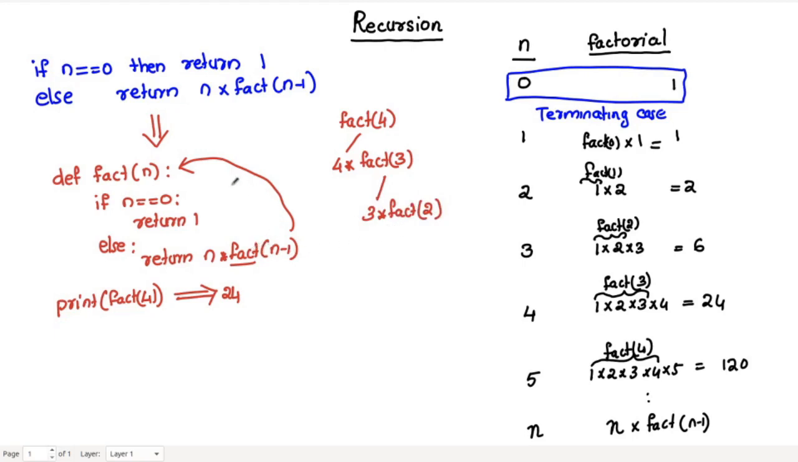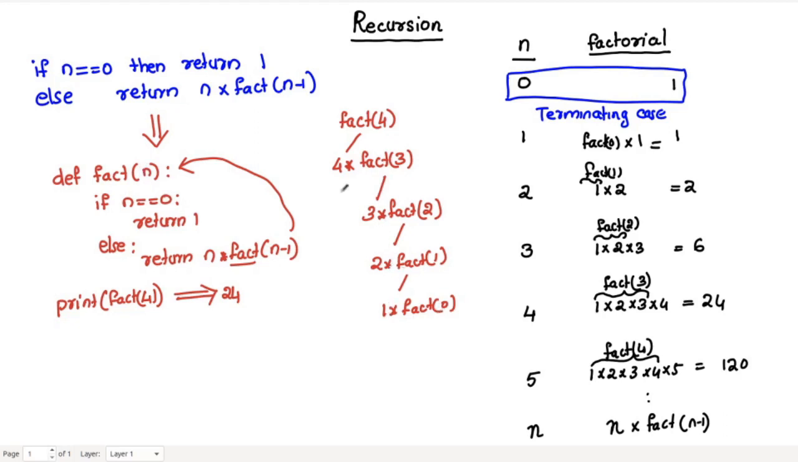Again function fact is called. This time the value of n will become 2. So this will become 2 times factorial of 1. Again fact is called. This time it will become 1 times factorial of 0. Again the function is called. N equal to 0. This time 1 is returned.